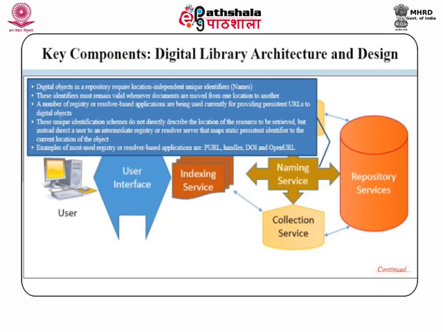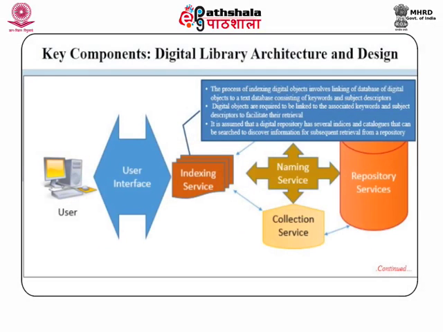These unique identification schemes do not directly describe the location of the resources to be retrieved, but instead they direct users to an intermediate registry or resolver server that maps the static persistent identifier to the current location of the object. The most used registry or resolver-based applications are PURLs, Handles, DOI, and OpenURL.